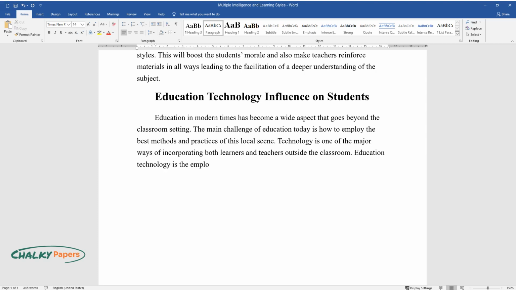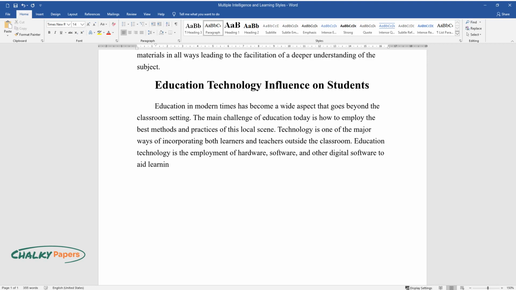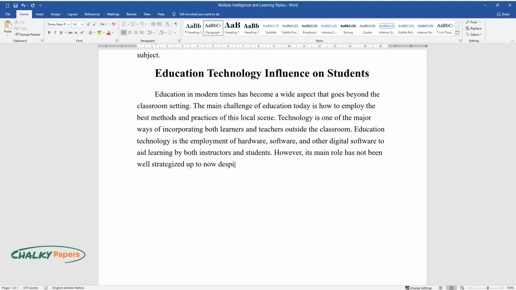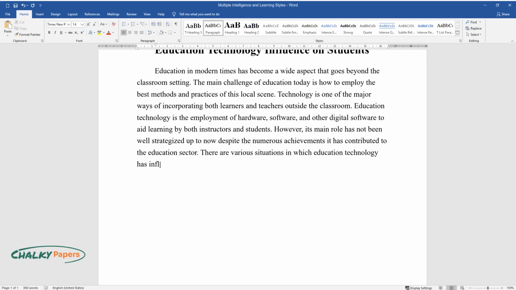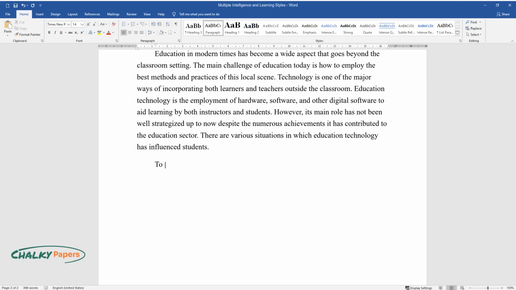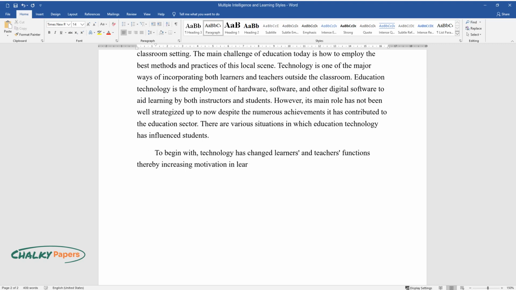Education technology is the employment of hardware, software, and other digital software to aid learning by both instructors and students. However, its main role has not been well strategized up to now, despite the numerous achievements it has contributed to the education sector. There are various situations in which education technology has influenced students. To begin with, technology has changed learners' and teachers' functions, thereby increasing motivation in learning.